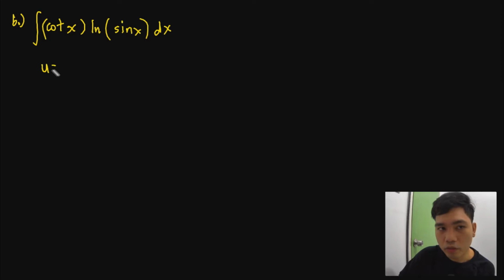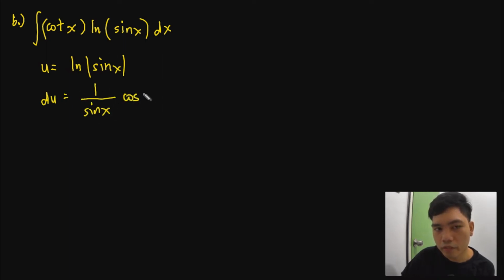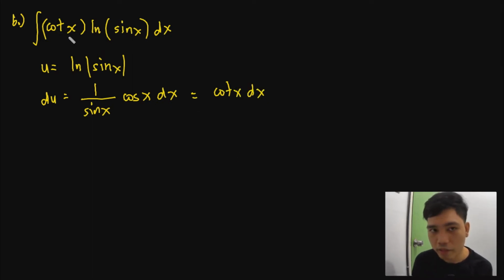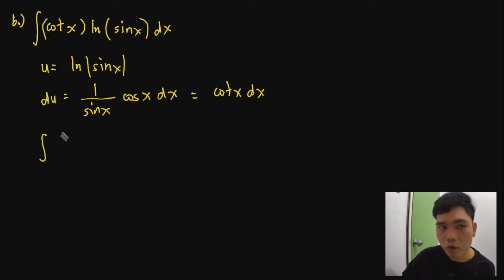u equal to the ln or natural logarithm of sine x. So, why is that? So, kasi pag differentiate natin to, di ba alam naman natin na this becomes 1 over sine x, and then the derivative of sine x is cosine x dx, which further gives us the value of cotangent x dx. And it makes sense na pinakamadaling way ito para ma-solve natin tong expression na to. So, this becomes the integral of u du itself. Kasi yun na yun eh.